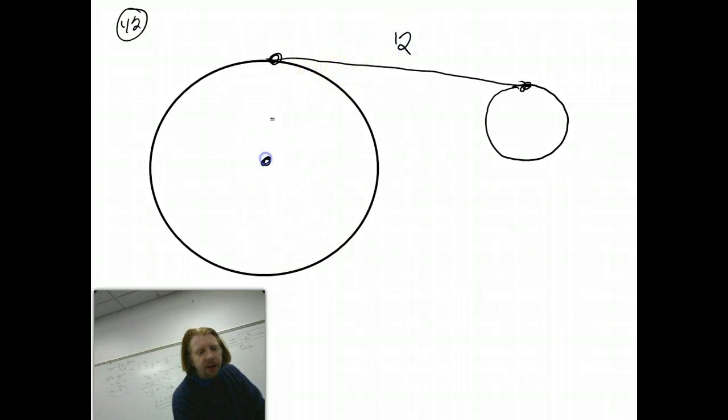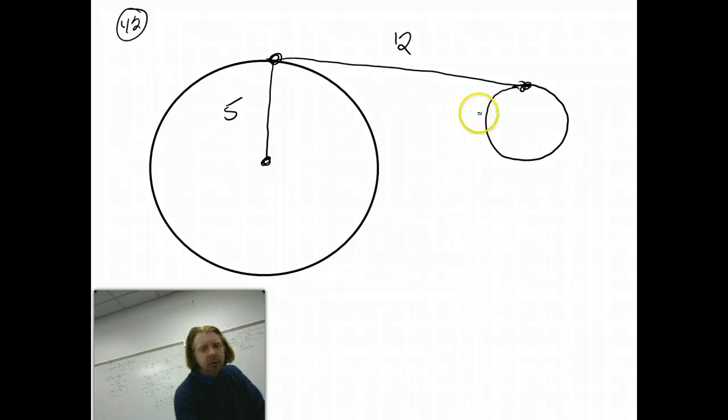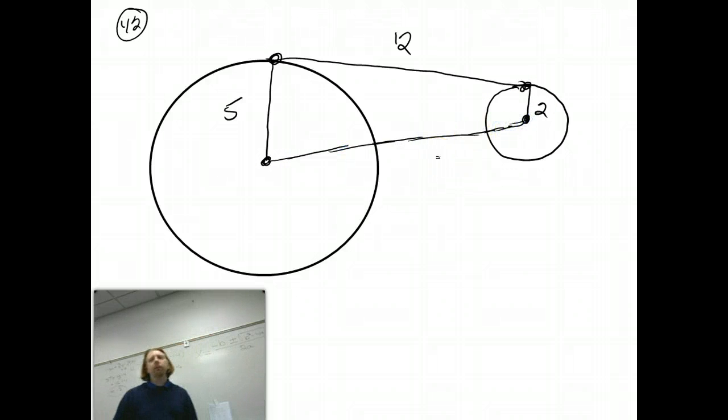The first circle has a radius of 5. The second circle has a radius of 2. And the question is, how long is this segment here? How long is that?